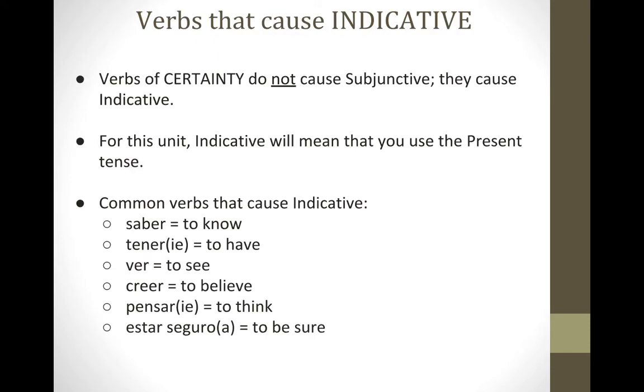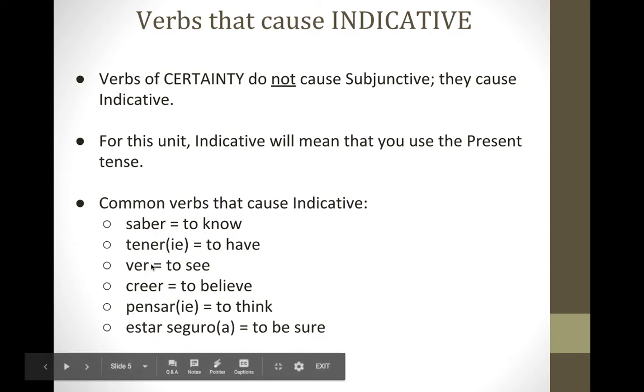Just a quick reminder before you go to the practice. Remember, what type of verbs will not cause subjunctive? Okay, these are your verbs of certainty. These verbs of certainty cause indicative. And remember that indicative, all it means to you right now is present tense.